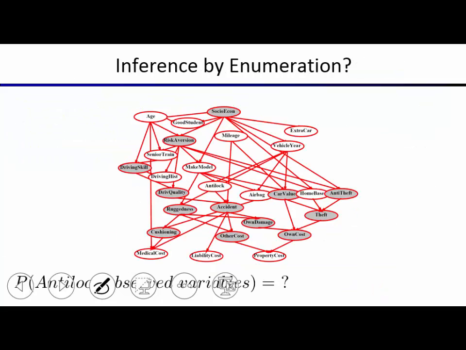Now, if your BayesNet becomes a little bigger and you compute, let's say, the probability distribution for anti-lock, given the observed variables, which in this case would be the shaded variables, your summation over hidden variables will be a summation over 1, 2, 3, 4, 5, 6, 7, 8, 9, 10, 11, 12, 13 hidden variables. So you'd have a summation over 2 to the 13 terms if they were all binary, even more if they were not binary. So you can see, even though we have a compact specification to start out with, once we run inference by enumeration, even though in principle it's always possible, it could get very expensive. It gets more expensive the more hidden variables we have.